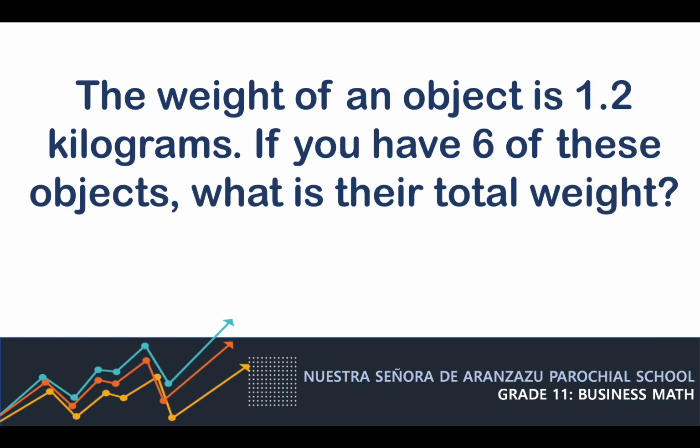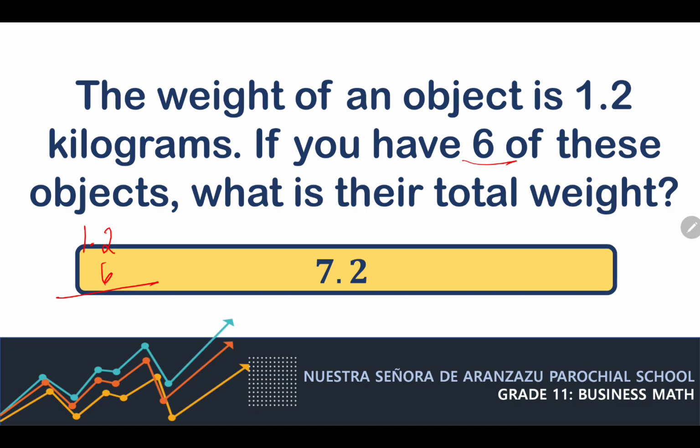Next one, the weight of an object is 1.2 kilograms. If you have 6 of these objects, what is their total weight? So, imagine natin, meron tayong kunwari libro na lang. Okay. Ang weight ng isang libro is 1.2 kilograms. Pero yung libro na yun is 6. Ang gagawin natin doon, we are going to multiply each 1.2 kilogram to the number of books or the number of objects. So 1.2 times 6, get the product. That is 7.2.